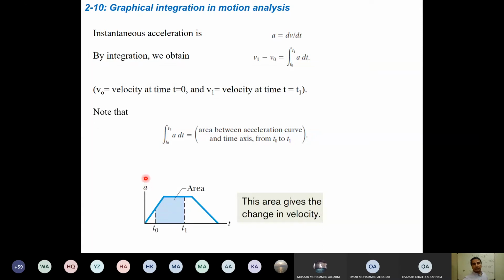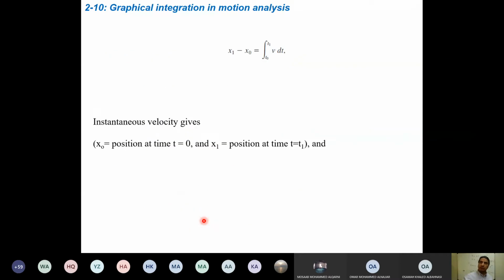Like here, you have acceleration on the y-axis, and you have the time on the x-axis. What you need to do is to determine the area. If this graph was given to you, you see that you can split this one. It's a triangle on the left side. From here to here, it's a rectangle, and again on the right side, it is a triangle. So all of them in total, we need to split, and it will give us the area under the curve.